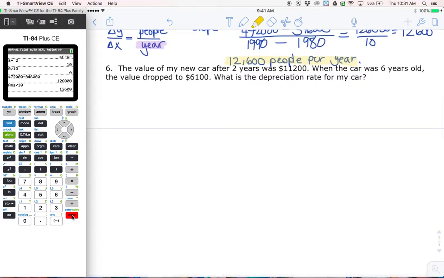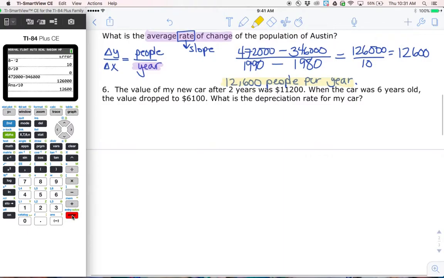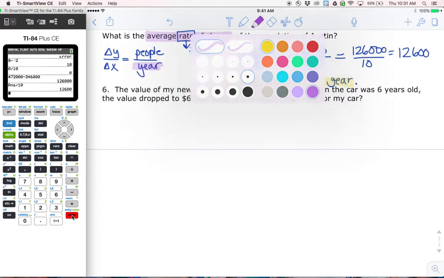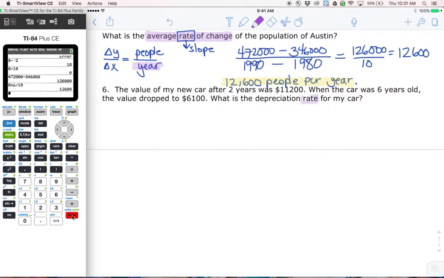Okay, last but not least, here we go. The value of my new car after 2 years was $11,200. When the car was 6 years old, the value dropped to $6,100. What is the depreciation rate for my car? All right, I need you guys to definitely focus on, home in on, realize that when they say rate, they're talking about slope, right? And we know that slope is the change in y over the change in x. So in this case, would we say about the depreciation rate, would we say dollars per year or year per dollars? Hopefully we know that it's going to be dollars per year.